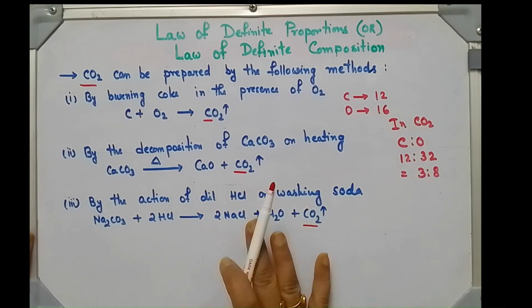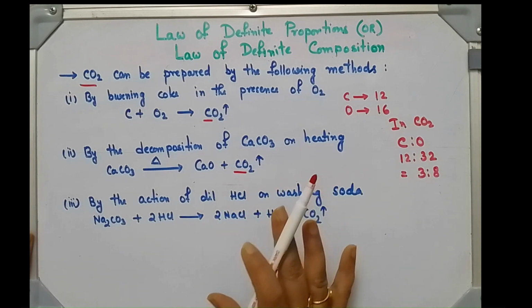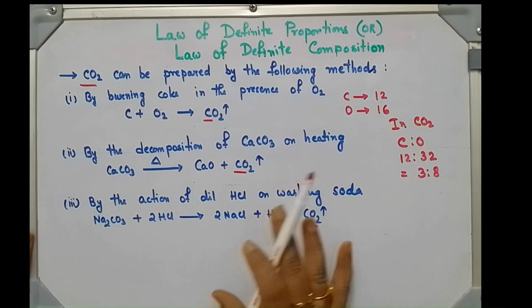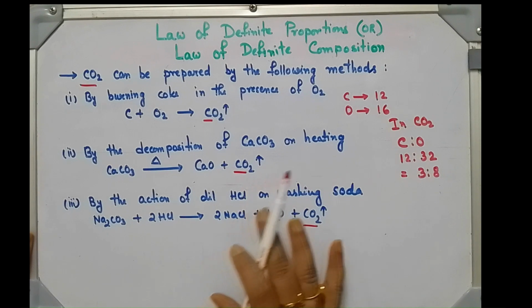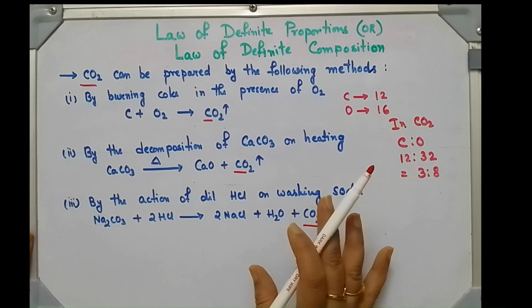So everywhere this ratio by mass of carbon and oxygen is present. So you can say that whatever be the source of a chemical compound, it always contains the same elements combined together in the same fixed proportion by mass.